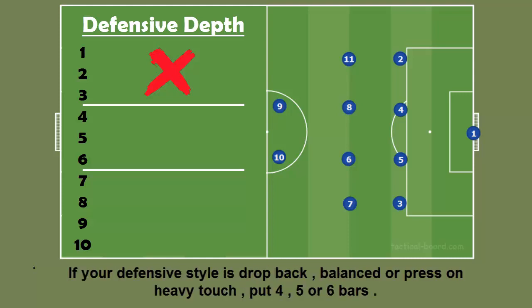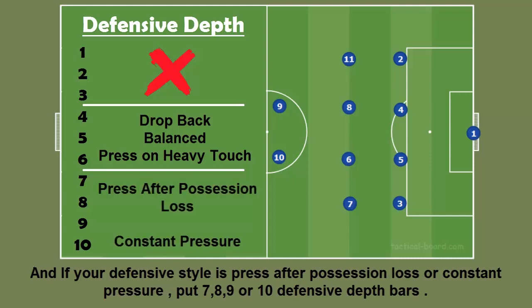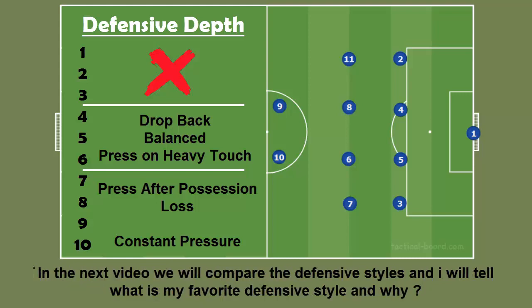If your defensive style is drop back, balanced, or press on heavy touch, put 4, 5 or 6 bars. And if your defensive style is press after possession loss or constant pressure, put 7, 8, 9 or 10 defensive depth bars. In the next video, we will compare the defensive styles and I will tell what is my favorite defensive style and why.